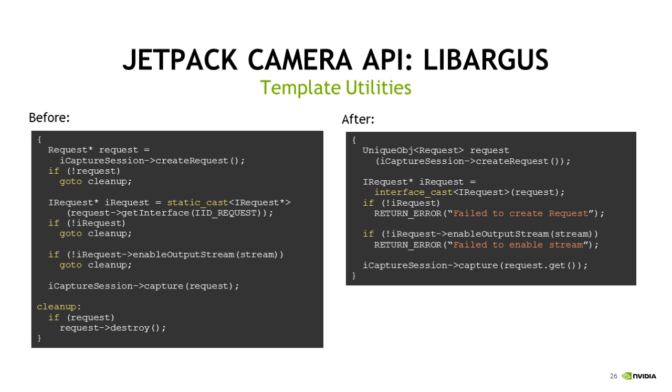Destruction of the request object is now handled by the unique object smart pointer when the pointer leaves scope at the end of this block. This is done regardless of early exits due to error conditions, so there's no need to ever explicitly destroy the request object.